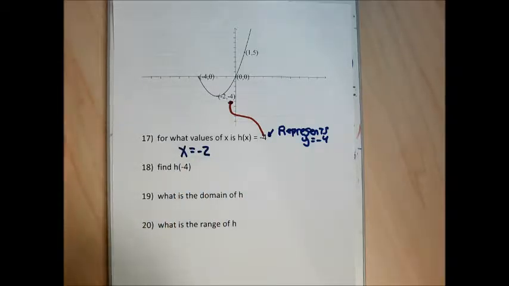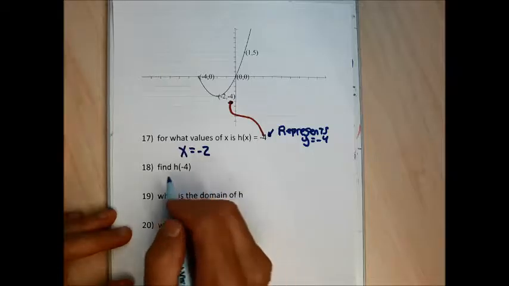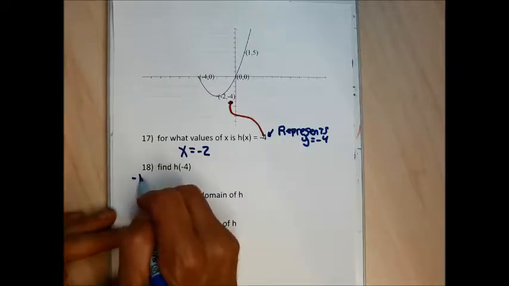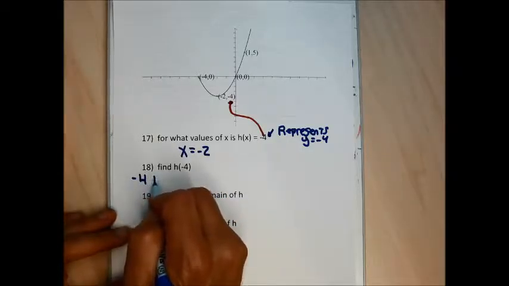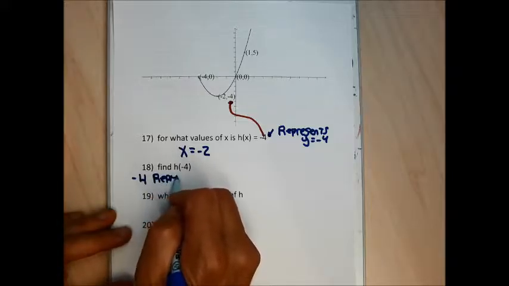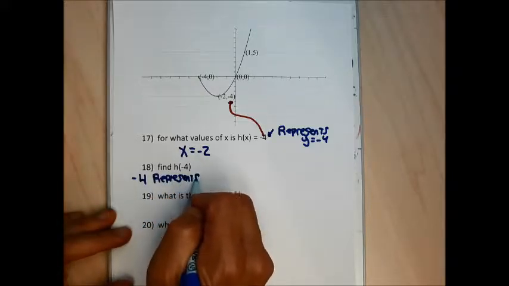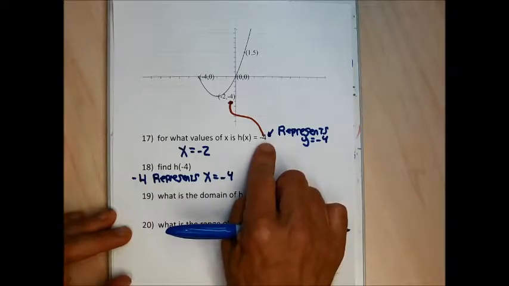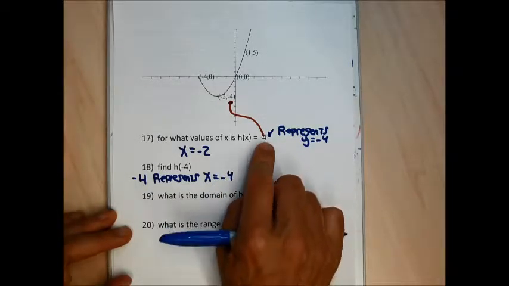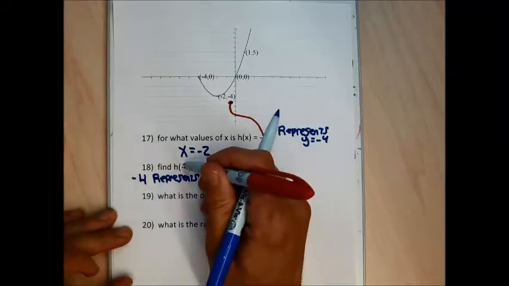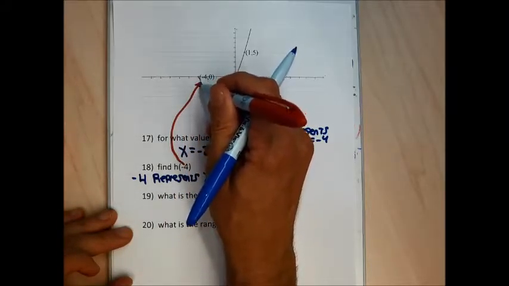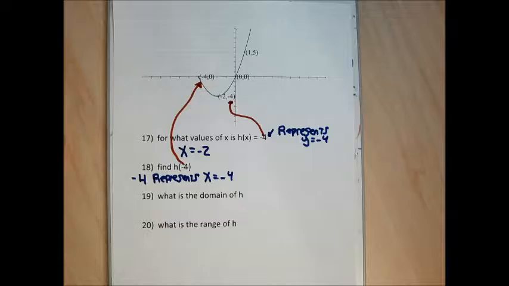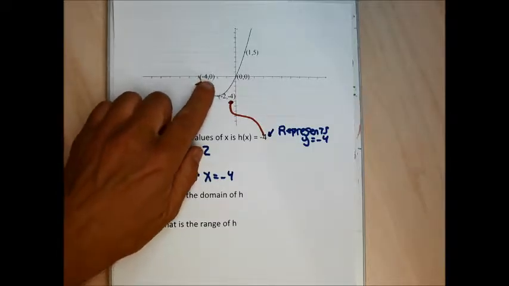Problem 18 asks me to find h of negative 4. Because the negative 4 is in a parentheses, the negative 4 represents x equal to negative 4. So when you're dealing with function notation, numbers to the right of an equal sign are y values, numbers in a parentheses are x values. The negative 4 in this problem represents that x equal to negative 4. And when I go to write my answer, I want the y coordinate of this point.